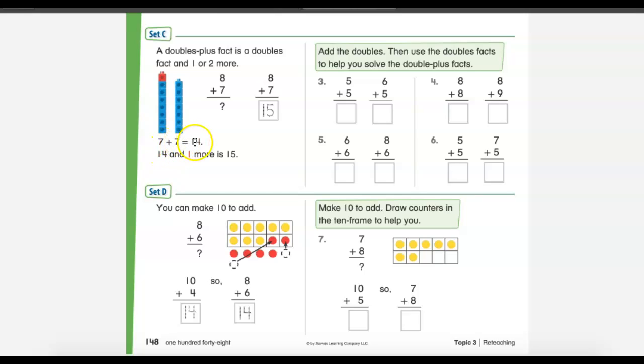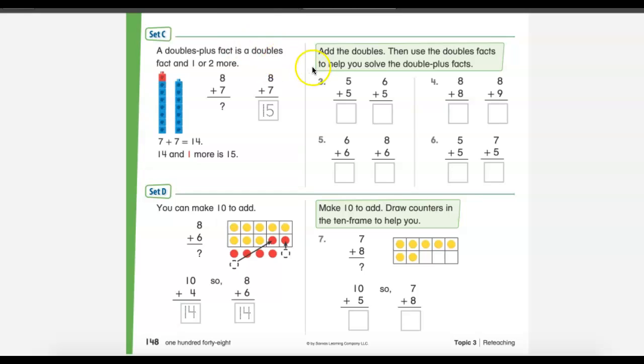7 plus 7 equals 14. So there are 7 blue cubes on each side. Well, we know that 14 and 1 more, so 1 more red cube, is 15. So a doubles plus fact is just a doubles fact, or one with 1 or 2 more. So if 7 plus 7 is 14, 14 and 1 more is 15. So that means that 8 plus 7 will be equal to 15.